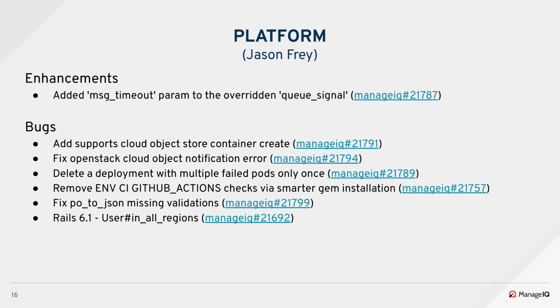He added basically more tests to check missing validations and ensure that the translations actually work correctly. And finally, Keenan updated the user in all regions method to work with Rails 6.1. The scopes that we were using in that model were not Rails 6.1 compliant. So he updated those to fix that. Next slide, please.